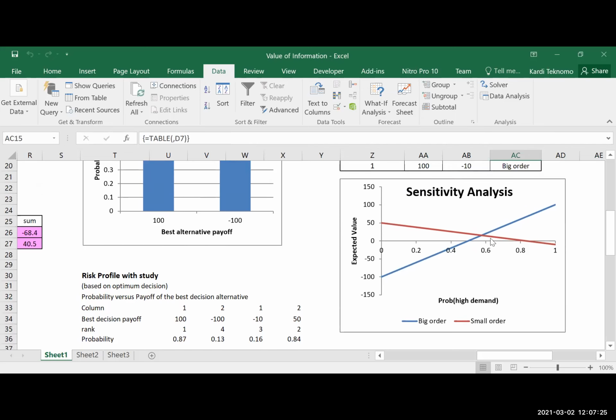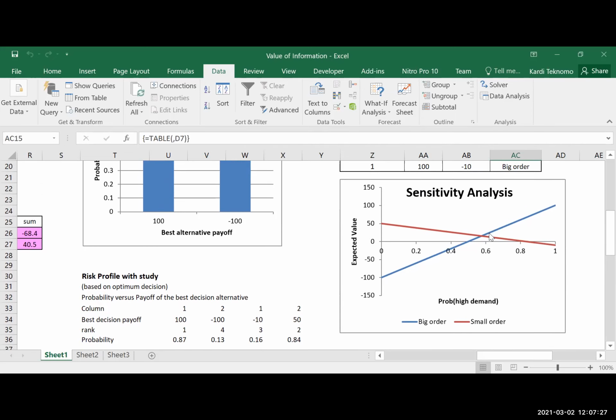Now, based on this sensitivity analysis, you now know that if the value is less than this, you will select the small order. If the value is larger than this point, you will select the big order. So this is how sensitive your decision is to the probability of high demand.